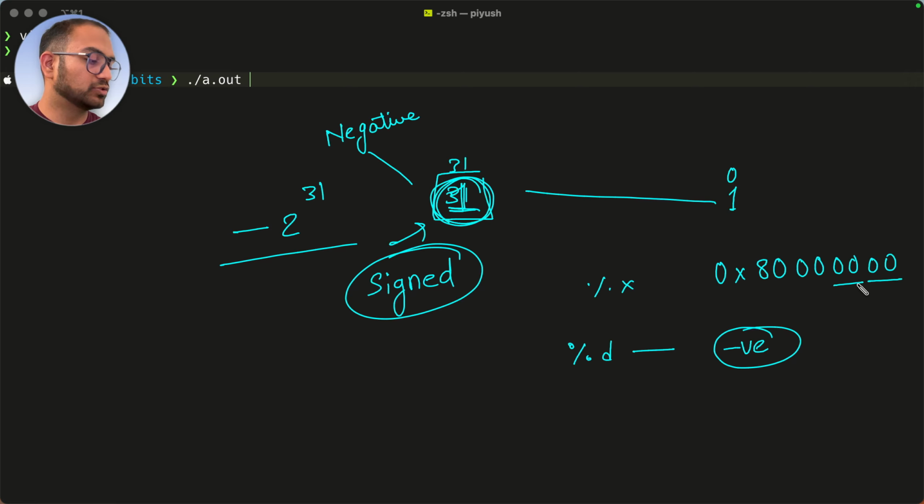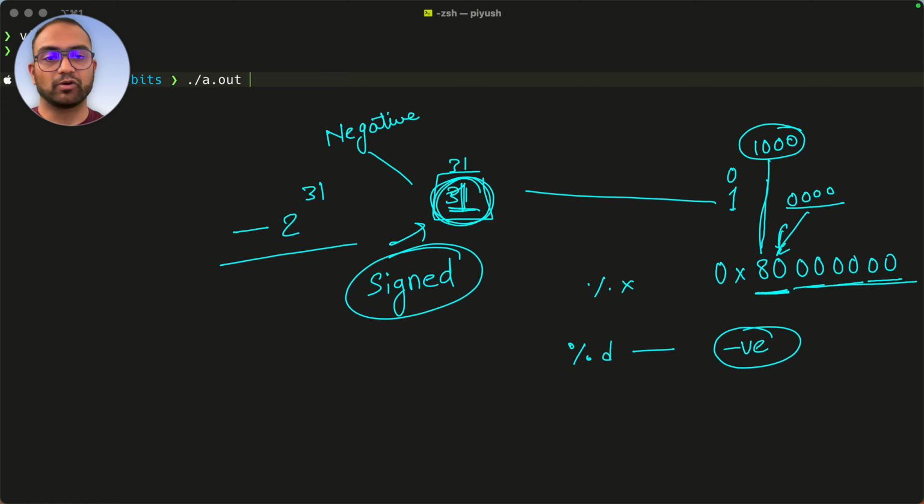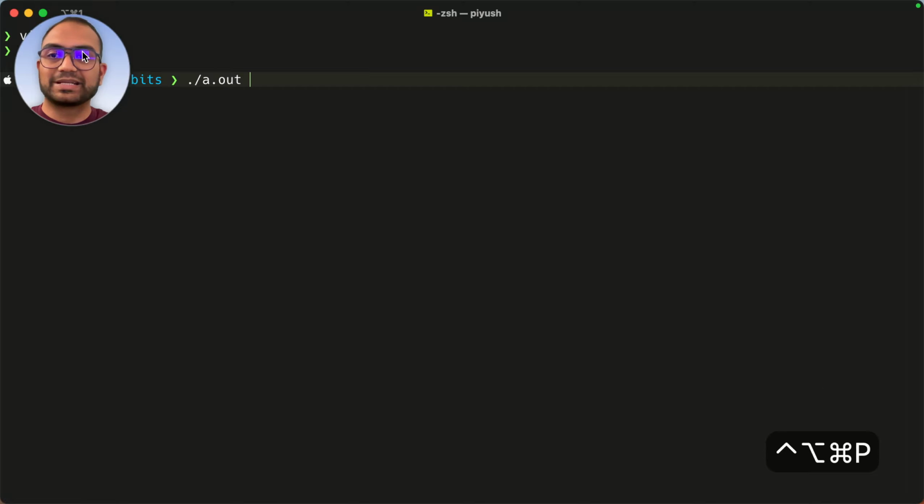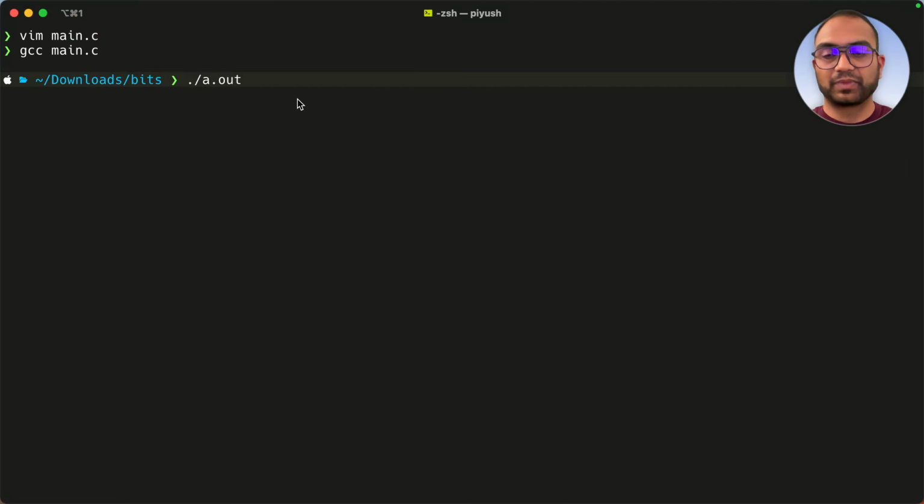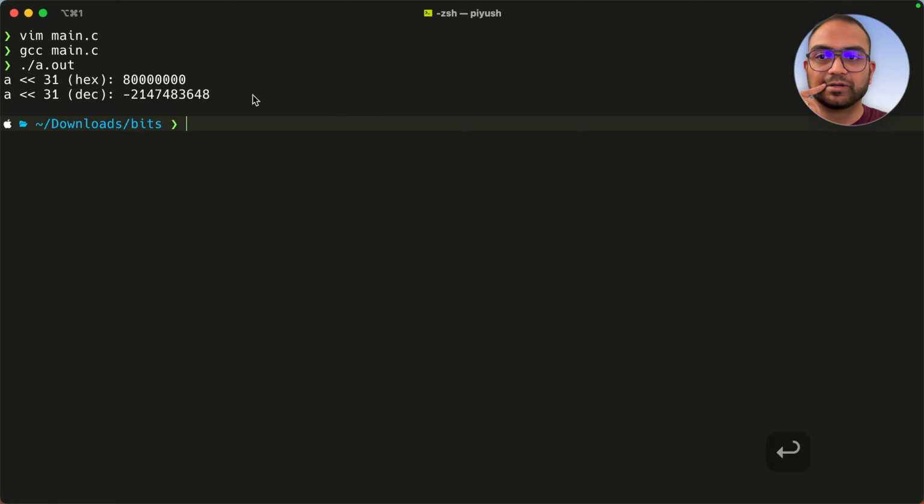So 1 byte, 2 byte, 3 byte, 4 byte. In the 4th byte, we have 4 zeros, expanding this out, and then we have 1 0 0 0. So this makes it 8, this makes it 0. So we have 8 0 followed by all of this. In hex, there are no positive and negative numbers, it's just a hex number. So it'll just represent the bit pattern as a hex number, and the second one, the %d, will actually represent the signed value. All right, do you see this?